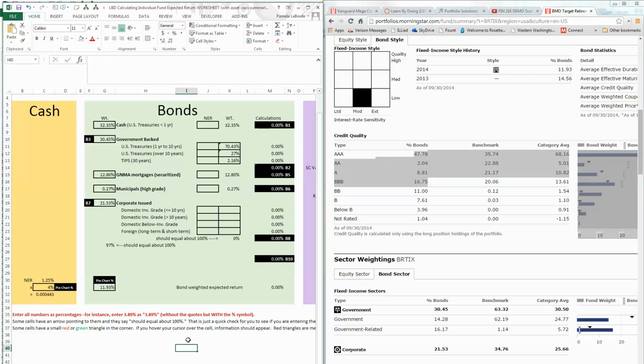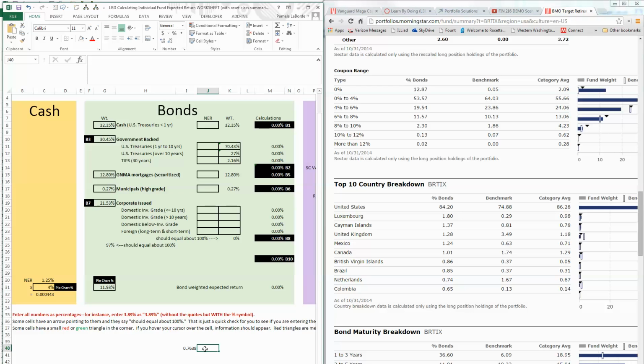I'm just going to pop down here and do the math really quickly. So 47.78% plus 3.04% plus 8.81% plus the 16.75%. So 76% of the bonds that they have are investment grade. And 21% are domestic. Where's my domestic? Actually, I don't have that data yet. I'll pop this down here. So these are investment grade.